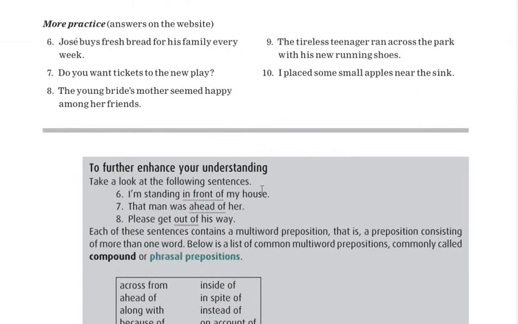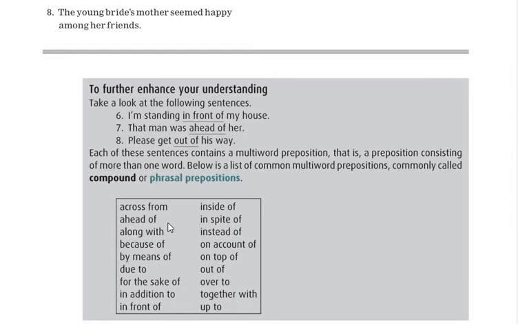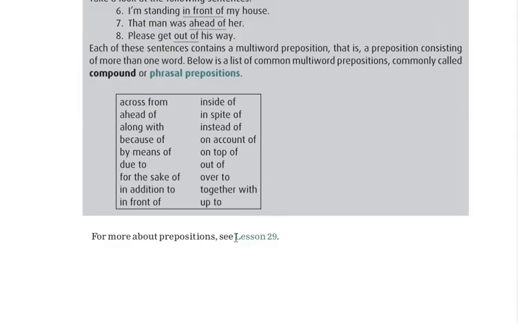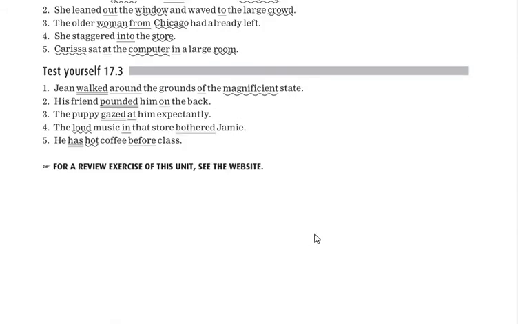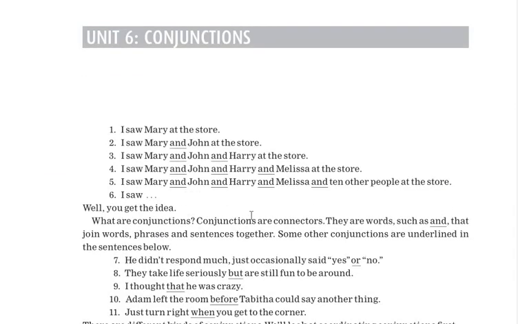Then look at these sentences: "I am standing in front of my house," "That man was ahead of her," "Please go out of his way." These sentences contain multi-word prepositions, basically prepositions that consist of more than one word. Here is a list of them: out of, on account of, instead of. So this is the answer key, and hopefully, as I told you, you don't have to look at the answer keys. Then conjunctions are also quite easy.